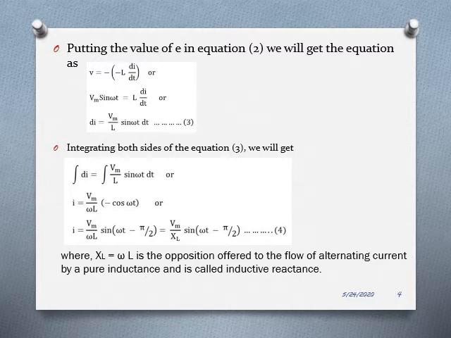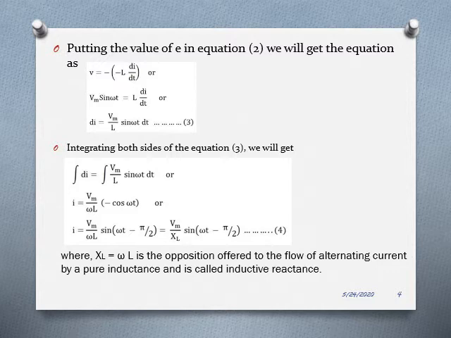This omega L can be written by a term XL, that is inductive reactance. So the current i will become Vm divided by XL sin of omega t minus pi by 2. So from the equation also it is clear that the instantaneous value of current i is lagging the voltage by pi by 2 radian or 90 degrees.